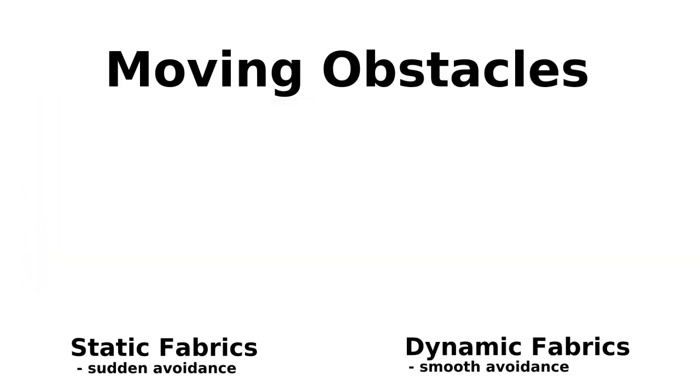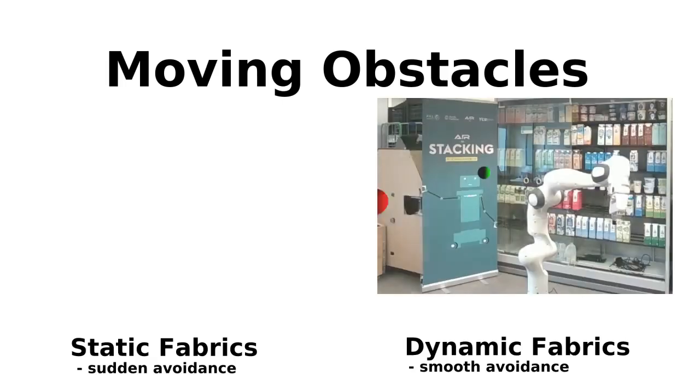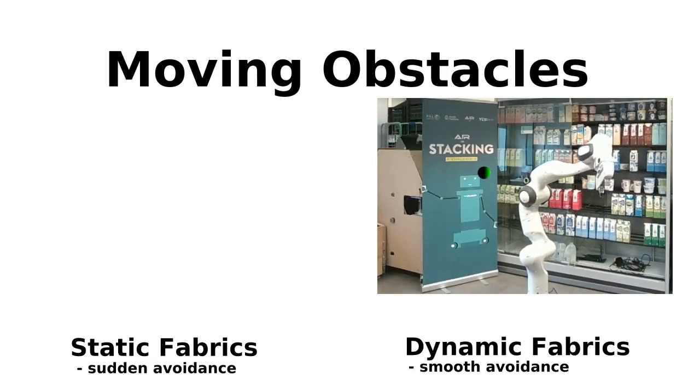On the right, you see the same scenario with dynamic fabrics. You can see that the robot is, in advance, avoiding the obstacle. This is only possible because dynamic fabrics with the dynamic pullback are able to incorporate the dynamics of the obstacle, such as their velocity and acceleration estimates.